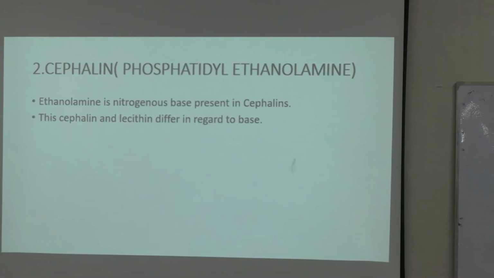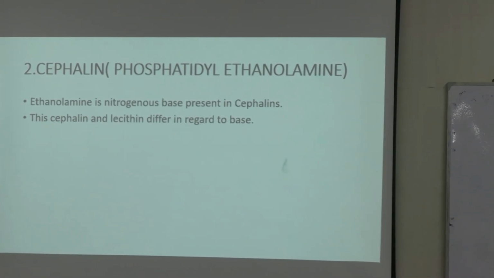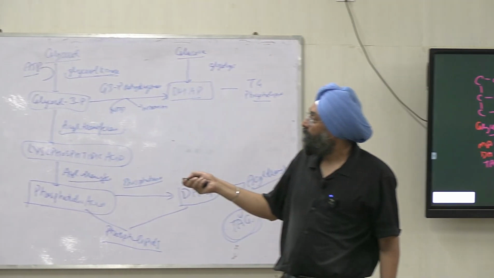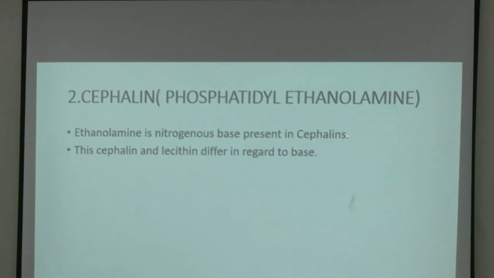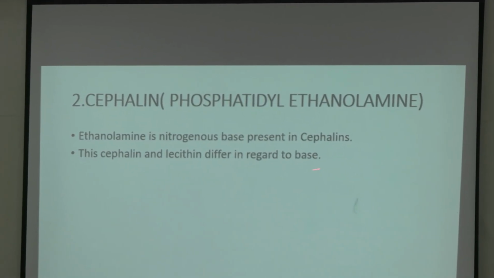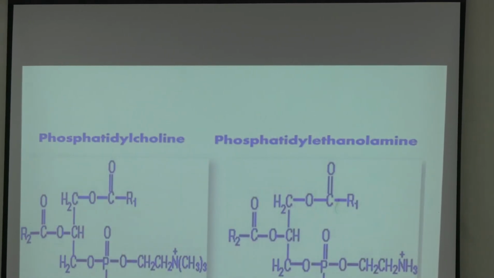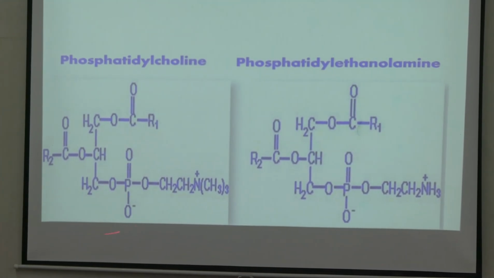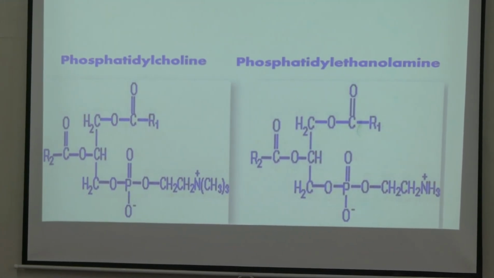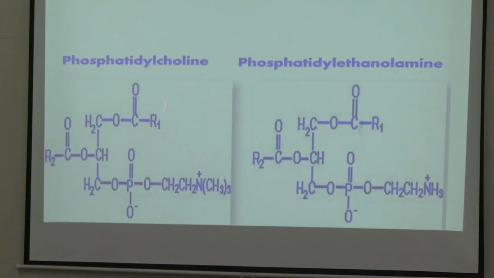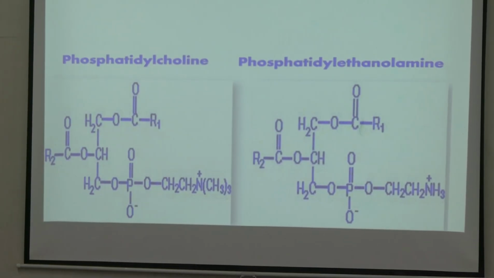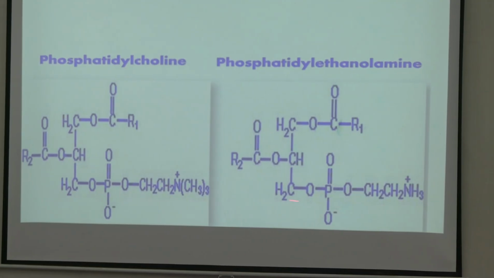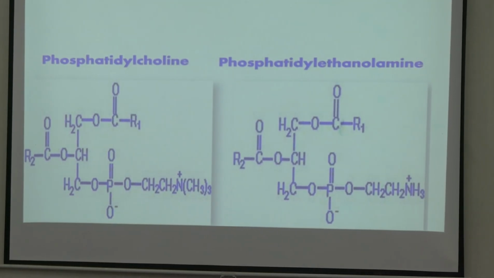This is cephalin, phosphatidic acid plus ethanolamine. We will get our nitrogen base with cephalin. Now we have phosphatidyl choline. This basic molecule is phosphatidic acid, and when choline is attached it becomes phosphatidyl choline. And when ethanolamine is attached it becomes our phosphatidyl ethanolamine. Two structures are there.